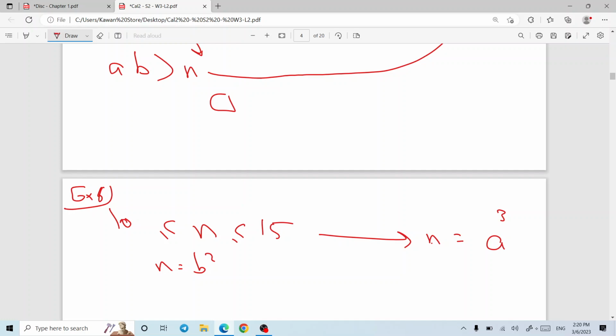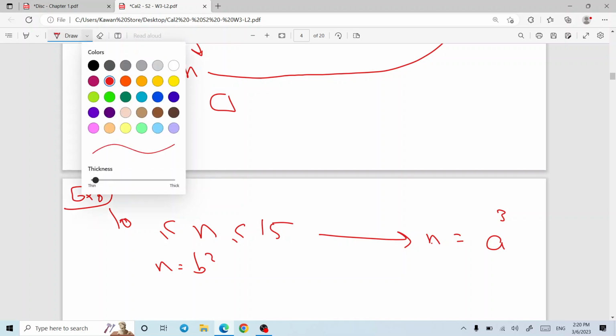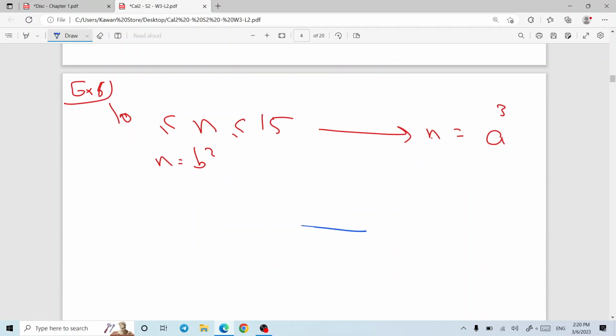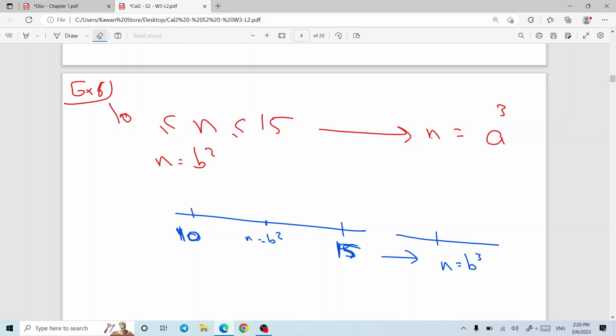So now we are given n is between 10 and 15, then show me that this n is a square, show me that this n is a cube. Yalla, give me the number. Which number between 10 and 15 is a square? n is an integer. Do not forget about that.